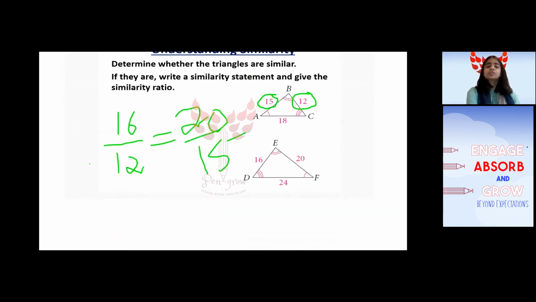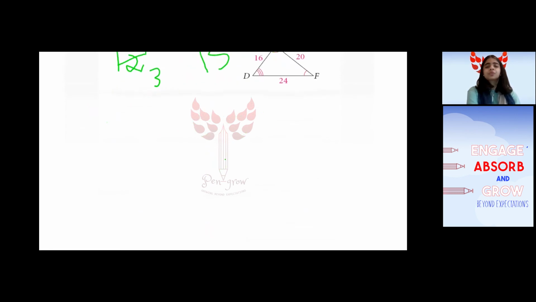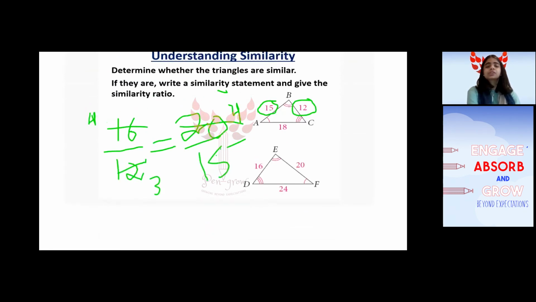So 16 and 12 come in the table of 4. This becomes 4 by 3. And 15 and 20 obviously come in the table of 5. This becomes 4 by 3 as well. So yes, they are similar.